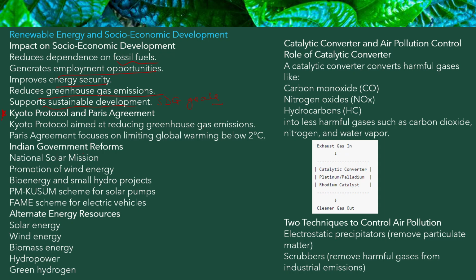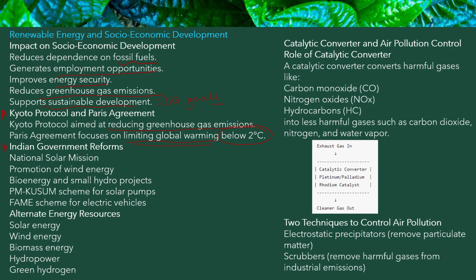Kyoto Protocol and Paris Agreement. Kyoto Protocol aimed at reducing greenhouse gas emissions, while the Paris Agreement focuses on limiting global warming below 2 degrees Celsius.